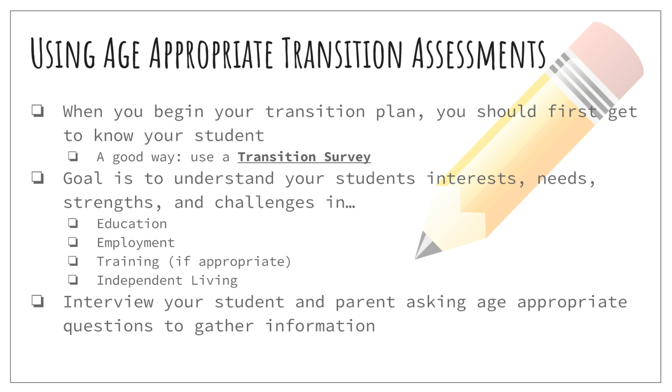To use age-appropriate transition assessments, you should first get to know your student. A good way is to use a transition survey. That survey should give you some background information on what the student likes, their preferences, their interests, their needs, their challenges, things like that. The goal is to understand your student, and in understanding the student, you should gather information regarding their education, strengths, needs, challenges, employment as it relates to training if it's needed, and then again in independent living. You should interview your student and parent if possible, asking age-appropriate questions to gather your information.